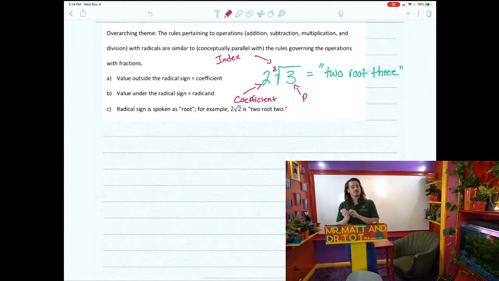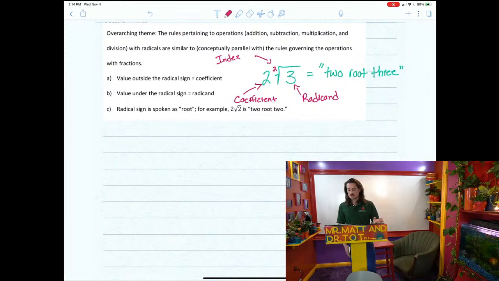Okay, so just a few definitions so we all know what we're talking about when I start labeling parts of these things. If you have any questions, then please let me know, but overall, you can remember the rules of radicals by remembering the rules of fractions. To add fractions, you need a common denominator. To add or subtract radicals, you need common radicands. When you multiply or divide fractions, it's just numerator times numerator over denominator times denominator. With radicals, it's going to be coefficient times coefficient, radicand times radicand.